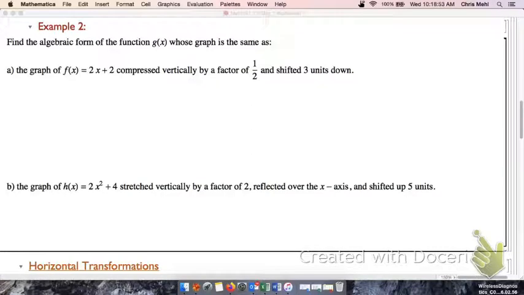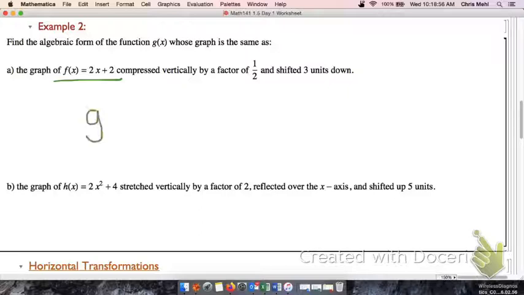So taking the graph of, say, in part A, f of x equals 2x plus 2, we wanted to find the function g of x whose graph is the same as the graph of f of x after it's been compressed vertically by a factor of a half and shifted down 3 units. I think we ended up getting g of x equals x minus 2. Okay. And again, if you were there in class, we saw how to work that out.